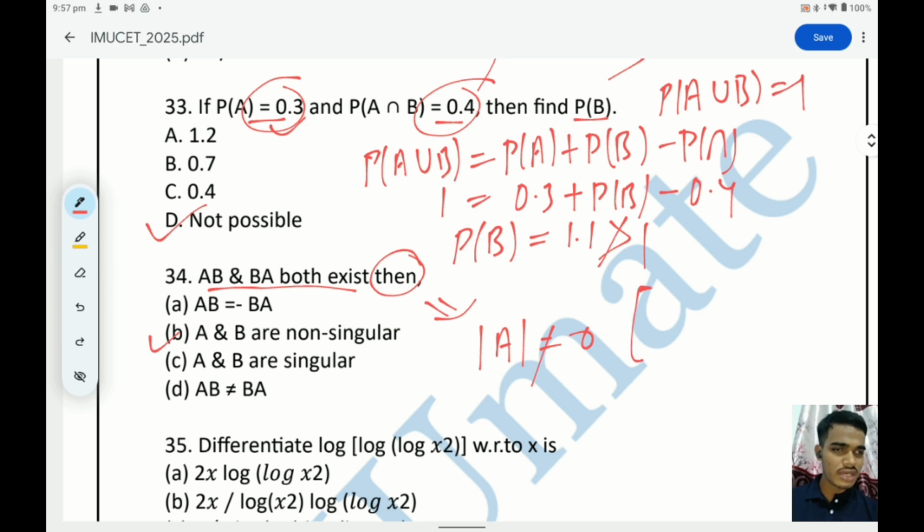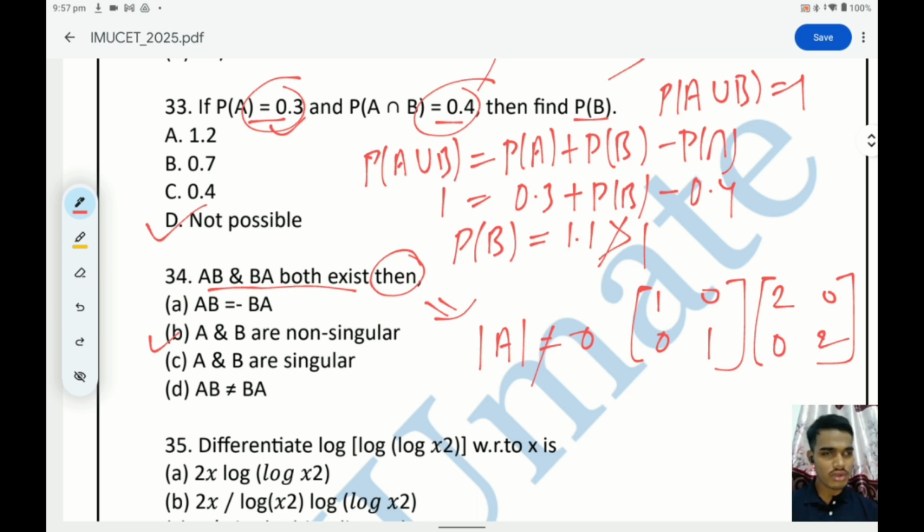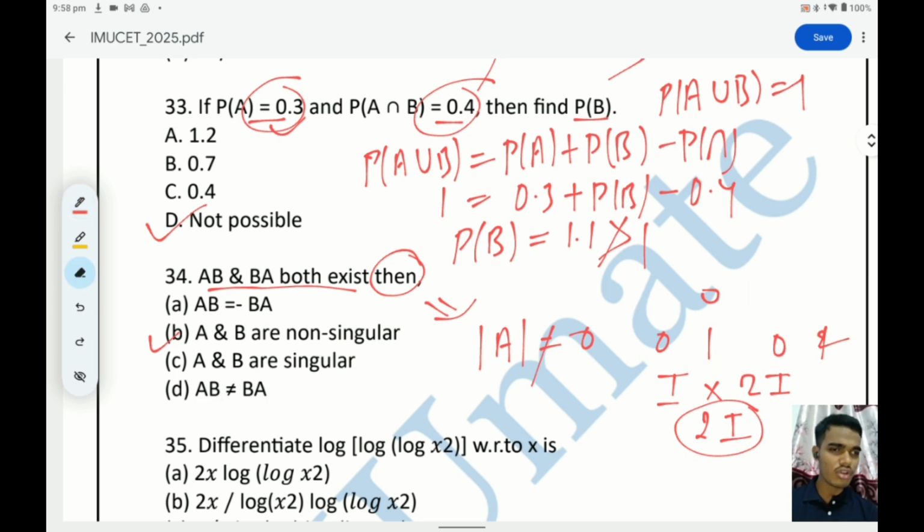Just like I am taking 1 0 0 1. By any example, you can check this. Just like 2 0 0 2, and having the same order. Here the order is not mentioned, so you have to think of the same order yourself. I think it should have been mentioned, but since it is not, think it through yourself. Okay, so we can find it. This is I, this is 2I. If we multiply it, we will get 2I again. And if we reverse this, 2 0 0 2 and 1 0 0 1, then we will also get 2I. So A and B are non-singular. Simple, they should be non-singular. Let's go for the next question.